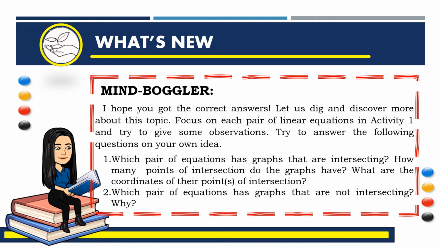I hope you got the correct answers in activity 1. Now, let us dig and discover more about this topic. Focus on each pair of linear equations in activity 1 and try to give some observations. Try to answer the following questions on your own idea. Number 1. Which pair of equations has graphs that are intersecting? How many points of intersection do the graphs have? What are the coordinates of their points of intersection? Number 2. Which pair of equations has graphs that are not intersecting? Why?